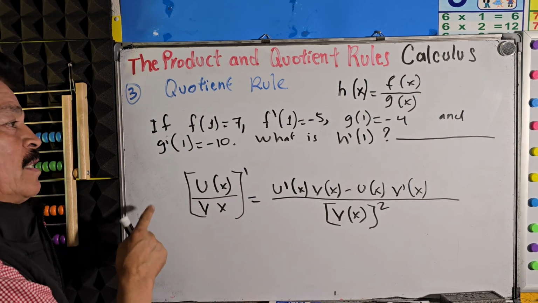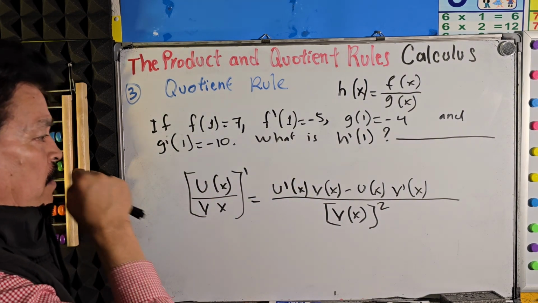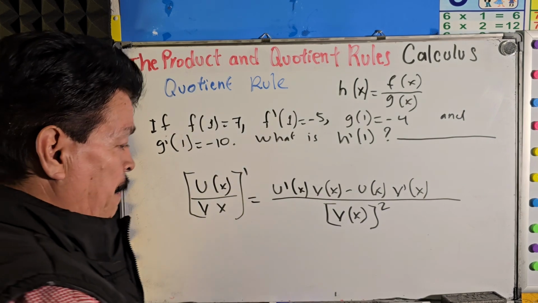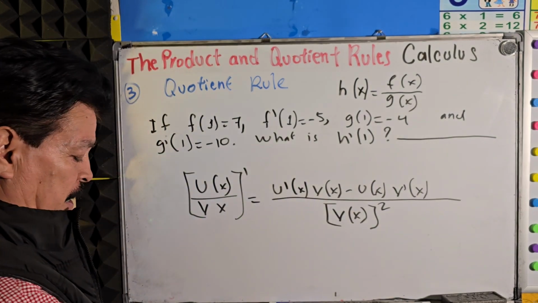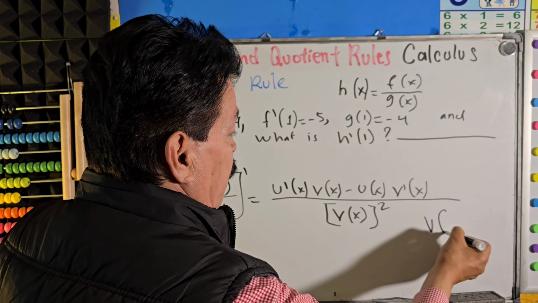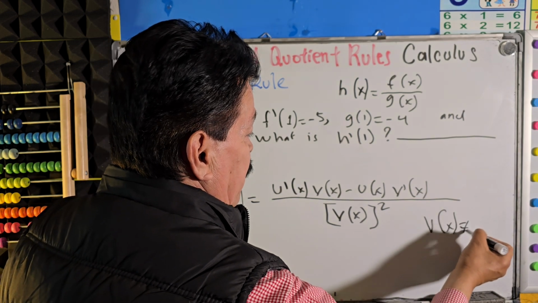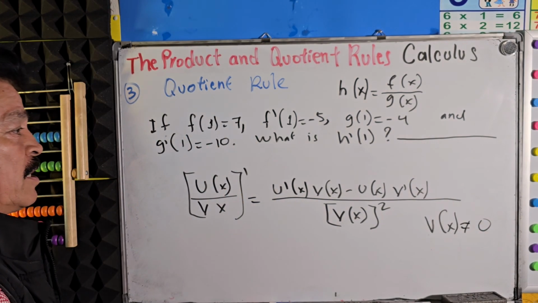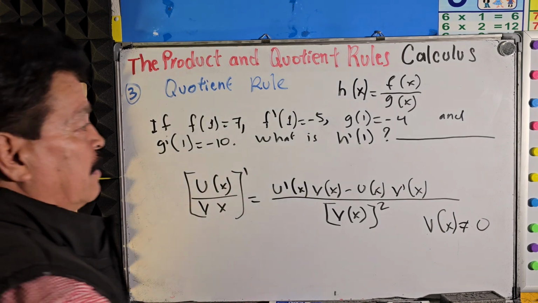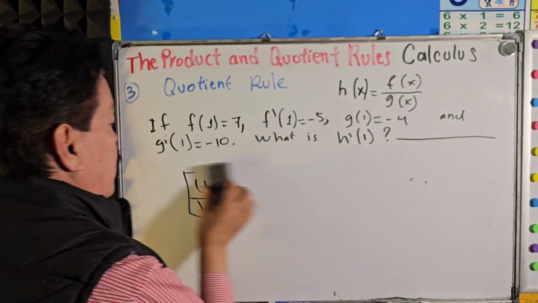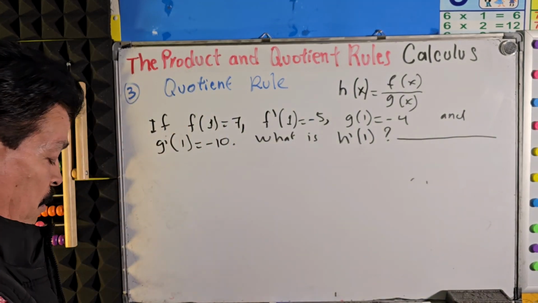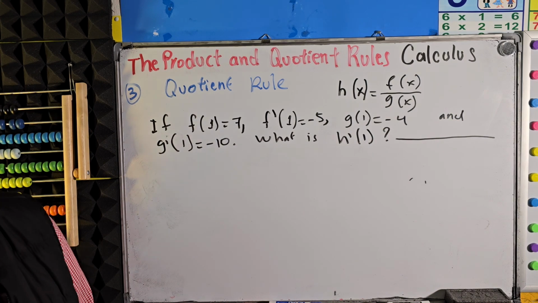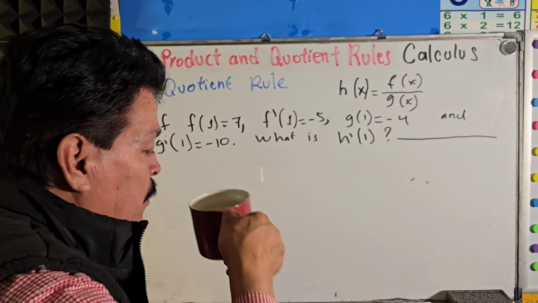You have to remember this little concept. Of course, b of x is different from 0. That's the condition. Okay, let's try to find the answer in our problem.